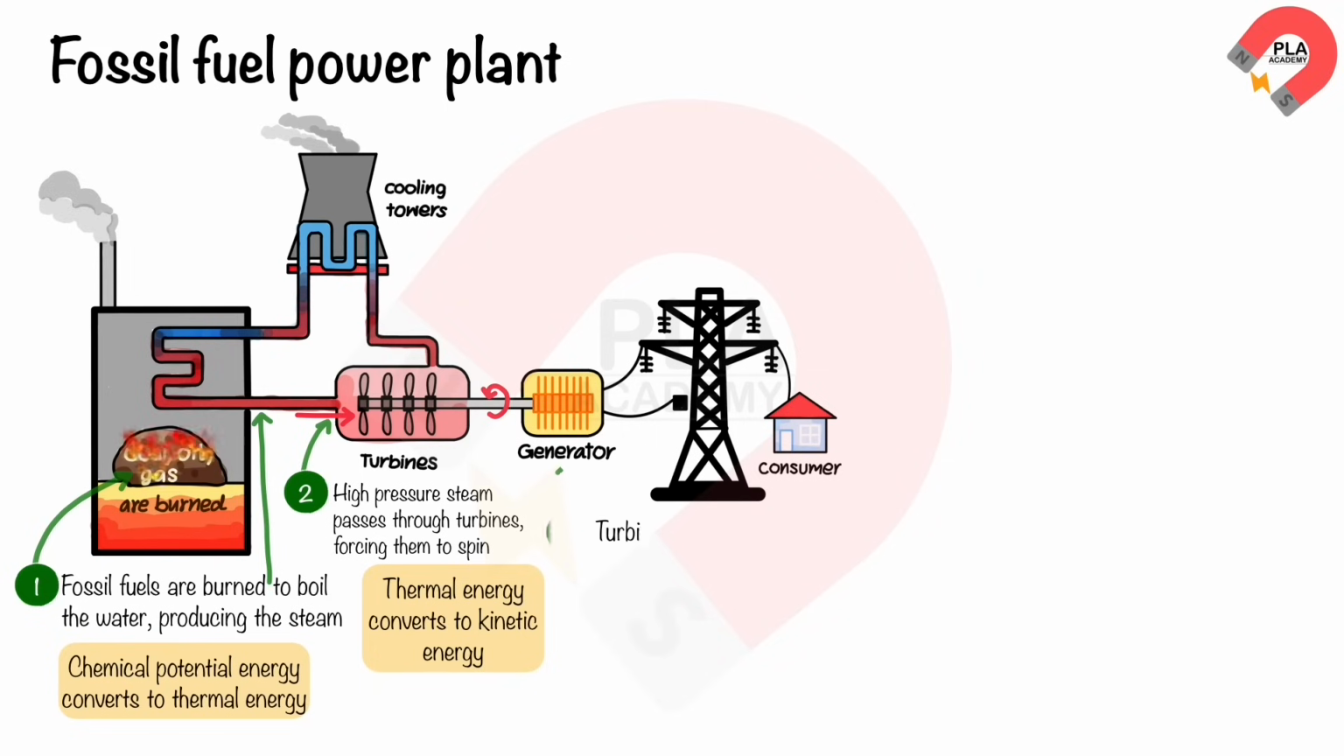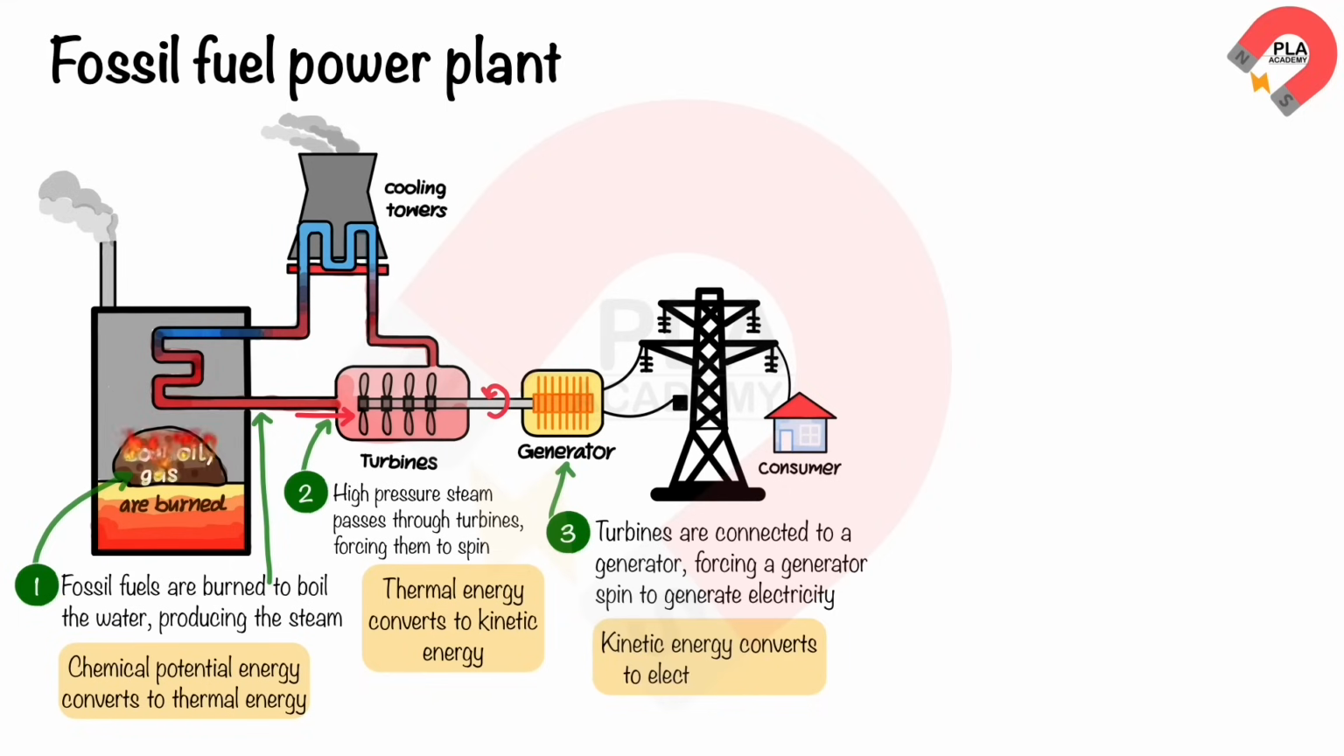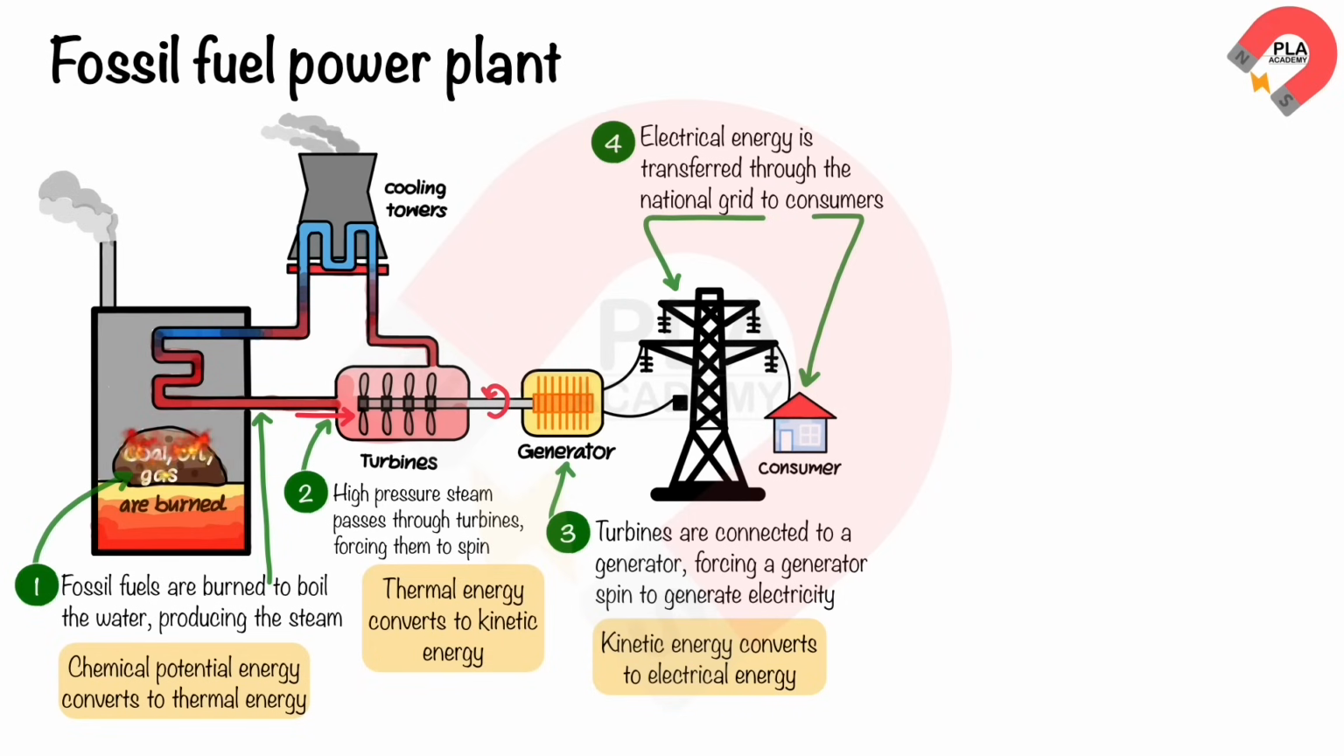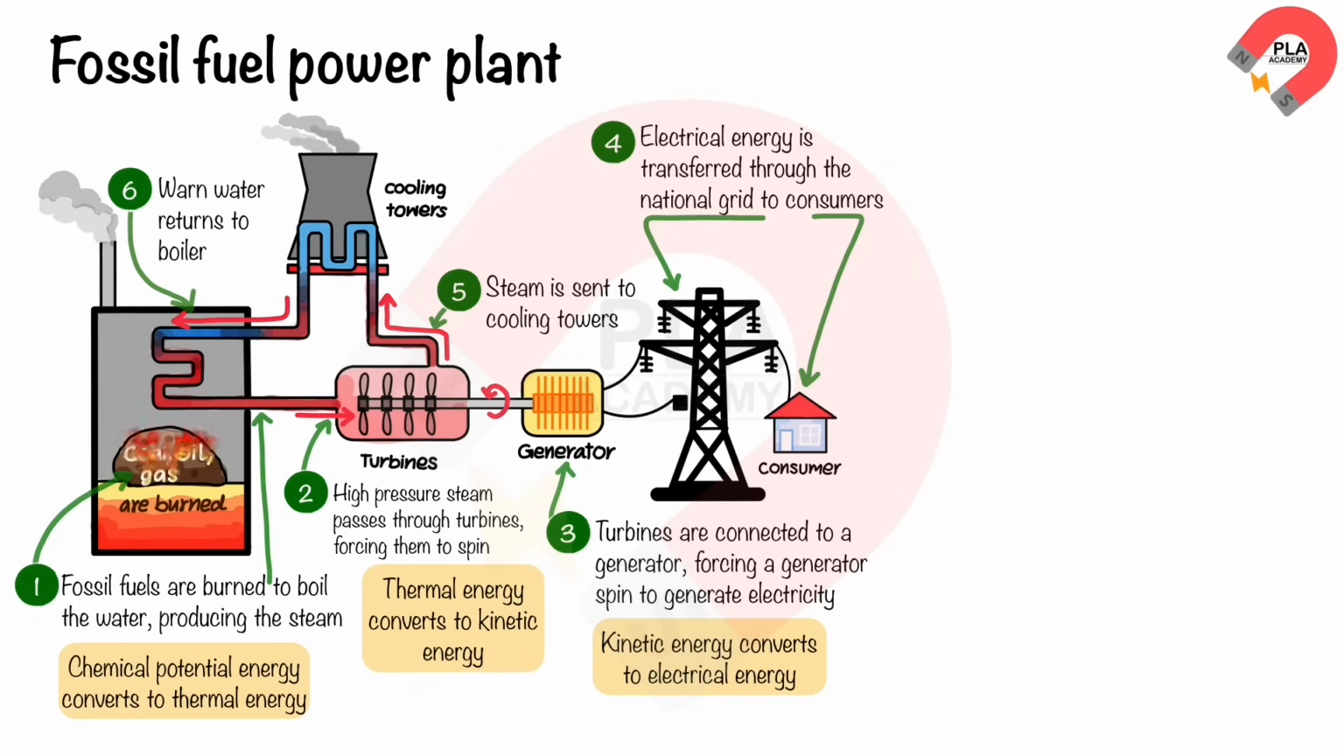The turbines are connected to a generator, which causes the generator to spin and generate electricity. This changes kinetic energy to electrical energy. This electrical energy is transferred through the national grid to homes or industrial factories. The water steam that passed through the turbines is sent to cooling towers and returns to the boiler again.